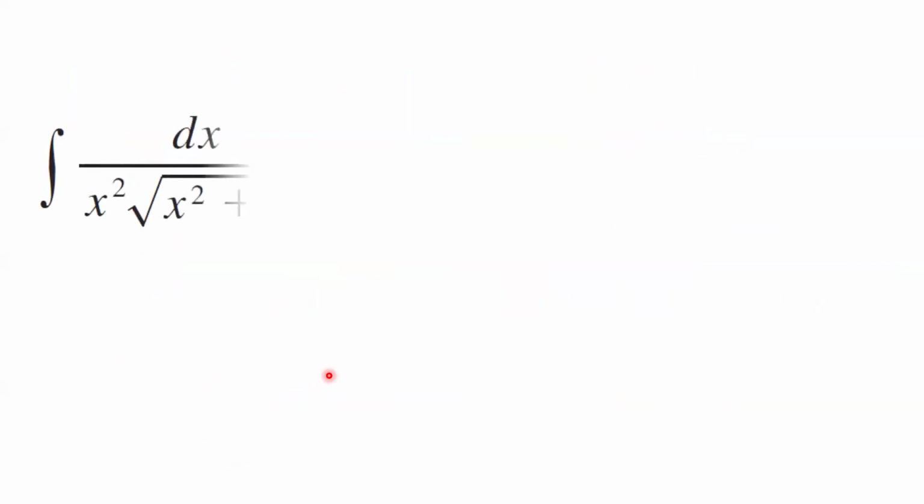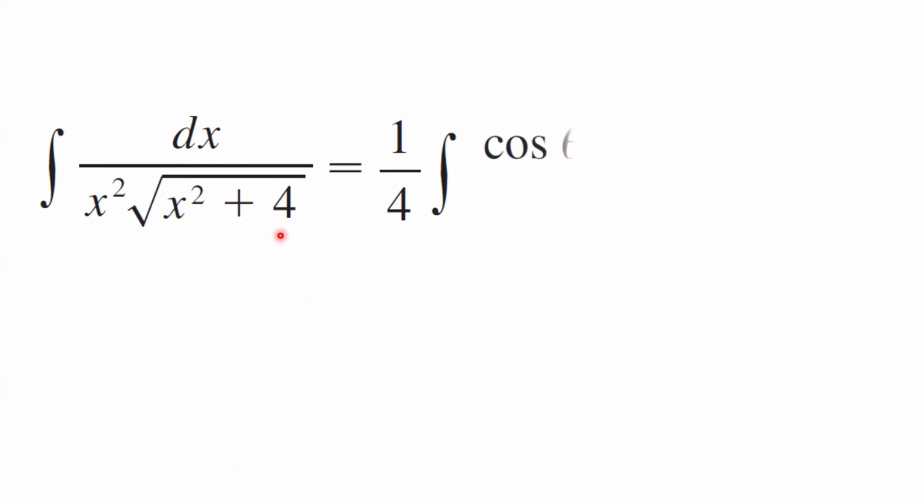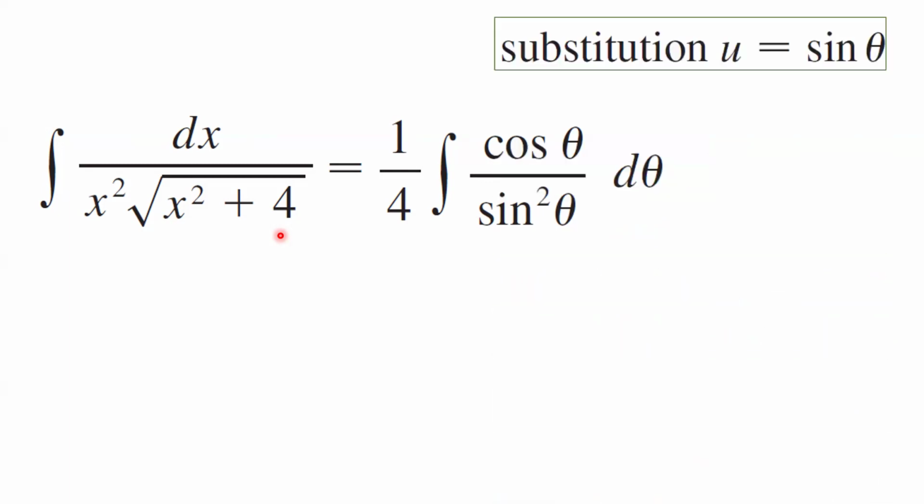So in calculating the integral of dx over x squared times the square root of x squared plus 4, we saw that we can use trig substitution, and so far it turns out to be 1/4 the integral of cosine theta divided by sine squared theta d theta. The substitution, as we mentioned in the previous slide, is u equals sine theta. When u is equal to sine theta, du is cosine theta d theta, which you already have on the numerator. Very good. So this can be written as 1/4 the integral of du divided by u squared, which you already know how to calculate.